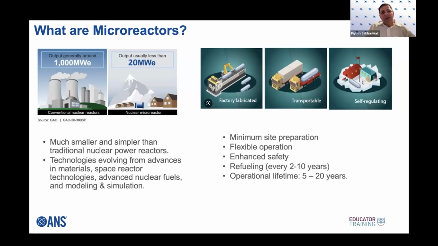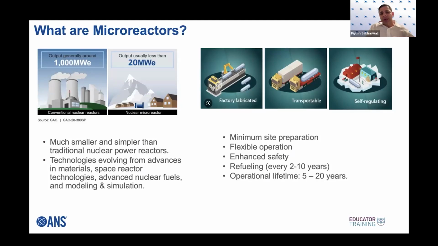Again, continuing on the definition of microreactors, if you look at conventional light water reactors, you're looking at an output of 1,000 megawatts electric or more. But here we talk about 20 megawatts electric output or less. Depending on your microreactor size, enrichment, and your objective, this might vary, as I mentioned. So the main attributes that we look forward to are factory fabrication, being transportable, and being self-regulated, with operational lifetimes of 5 to 20 years.